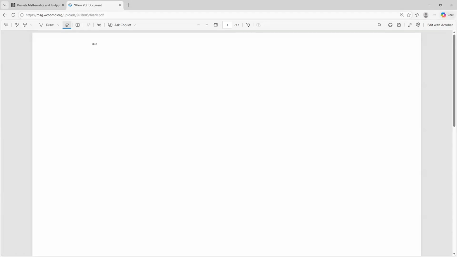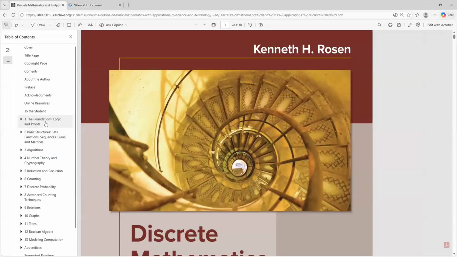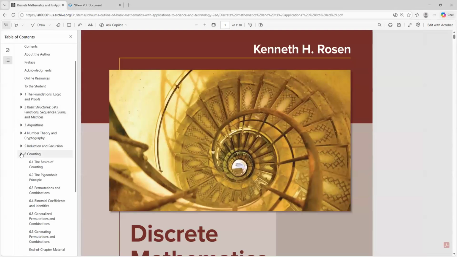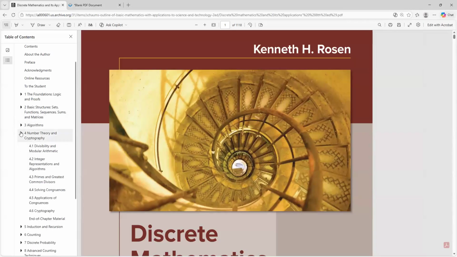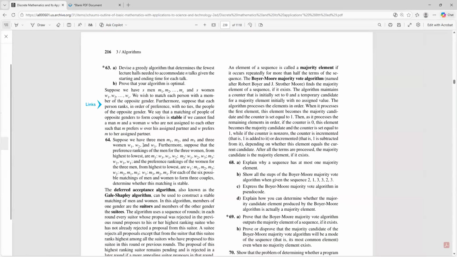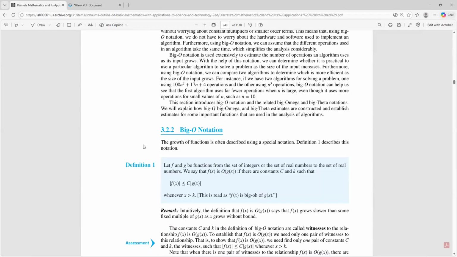I don't know. What do you guys want to do? We'll work on whatever you guys want. Let me see if I can find the big O notation section while you all decide. Growth of functions. Yes, sorry.